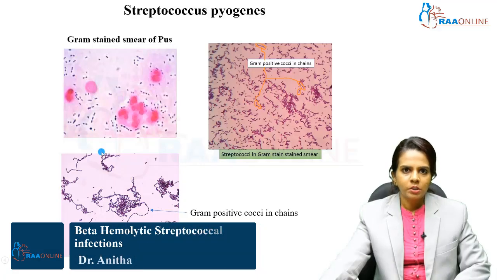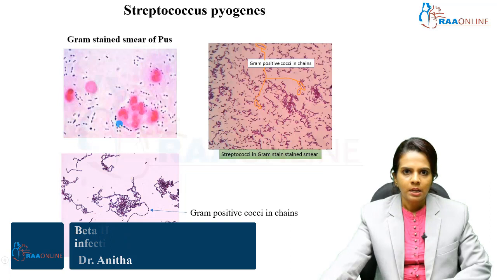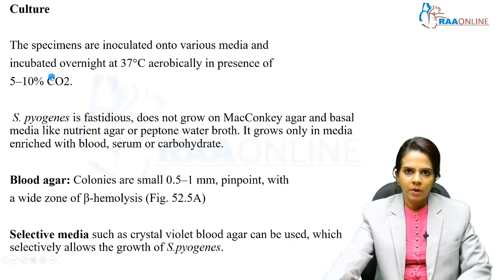So this is a picture showing the gram-stained smear of pus. Here you can see the pus cells, and these are the gram-positive cocci, spherical gram-positive cocci arranged in chains. This is a picture showing the gram-stain image of gram-positive cocci arranged in chains. You can see gram-positive cocci arranged in chains again here. So first is direct smear microscopy, that is gram-stain.